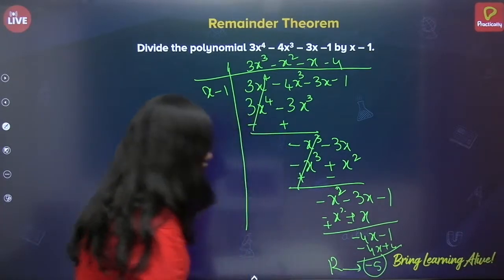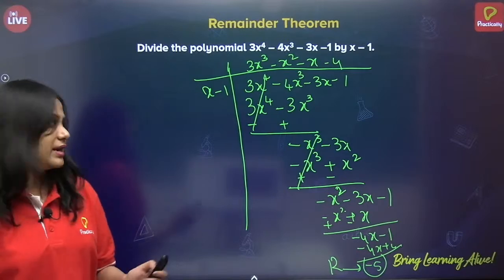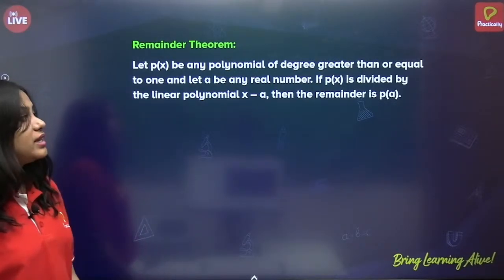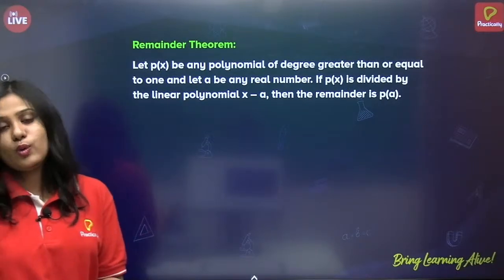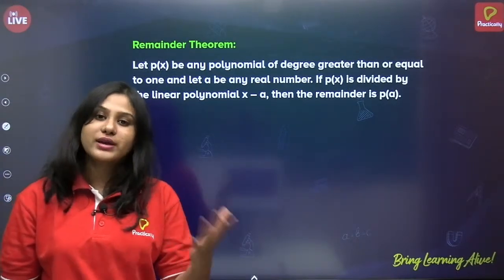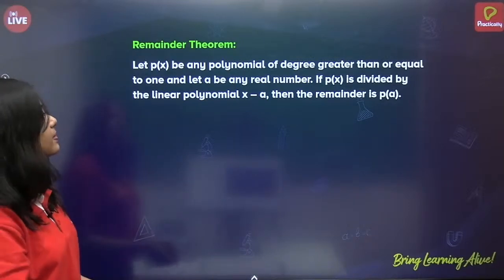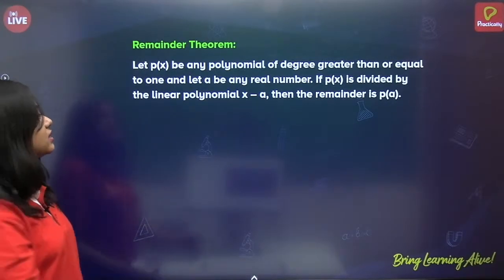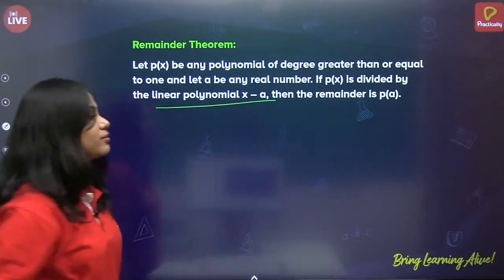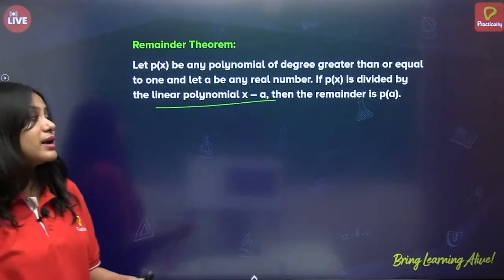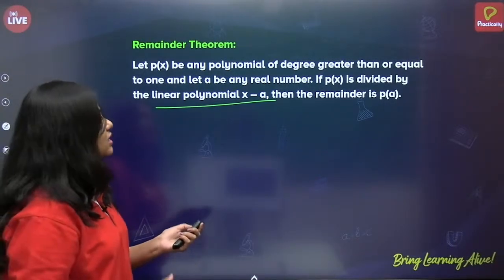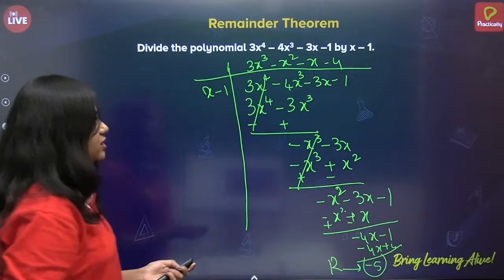We got minus 5. Now let us see what the remainder theorem is. Let P of x be any polynomial of degree greater than or equal to 1, so the degree should be 1 or greater than 1. And let a be any real number. Now, if P of x is divided by the linear polynomial x minus a, then the remainder is P of a. So what does it mean? We will take this only. This is our P of x, correct?